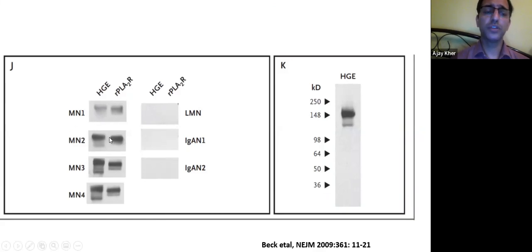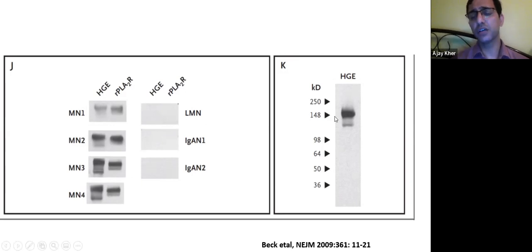Those with membranous have antibodies against PLA2R, and they're pulling out from the human glomerular extract a protein which is the size of PLA2R and at the location of PLA2R, and then proving that this is PLA2R with the recombinant protein. When they do it for lupus membranous or IgA, they don't find any bands there, and the recombinant PLA2R is not being pulled down or localized with lupus membranous or IgA. That's what they're trying to show here.